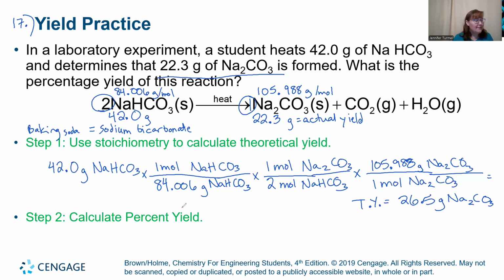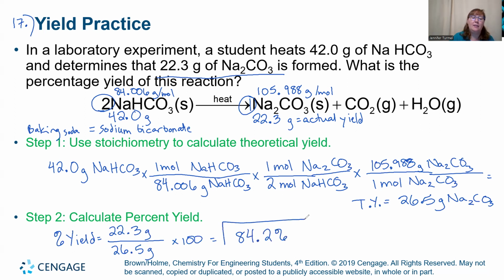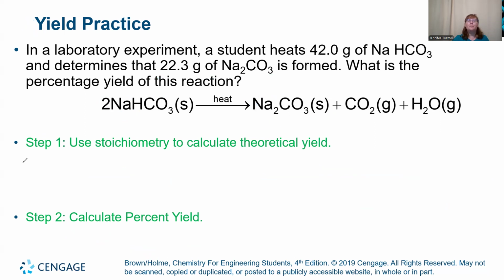Now, our step 2 here is to calculate our percent yield. And so using the equation from before, our percent yield is equal to our actual yield, that's what we actually made, or 22.3 grams, divided by our theoretical yield, 26.5 grams, and times 100, which turns this with 3 significant figures into 84.2% efficient. Okay. So those are the 2 steps. And most problems are going to be 2-step problems. So let's take a look at another one.